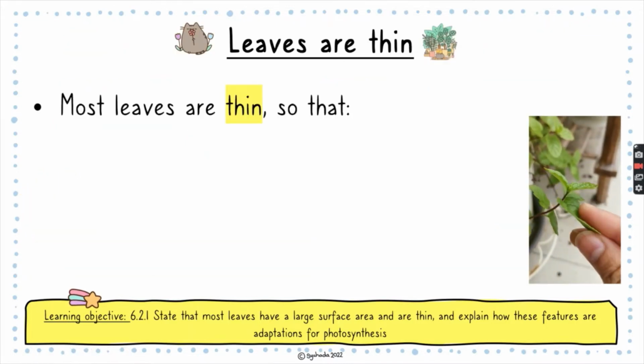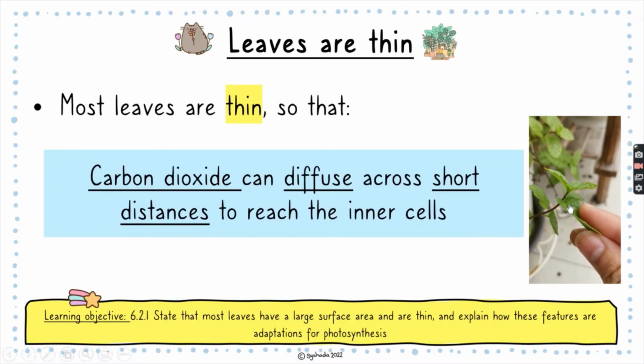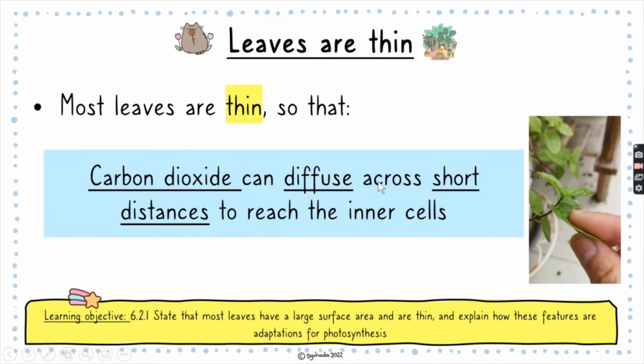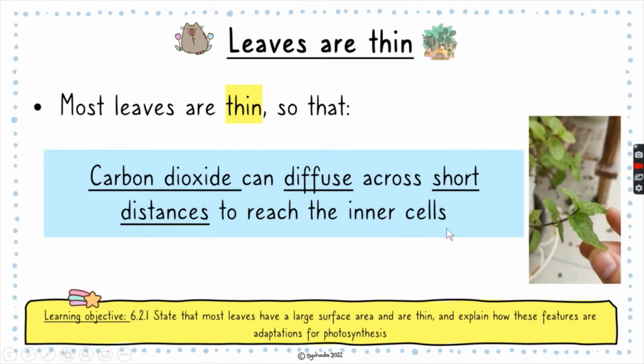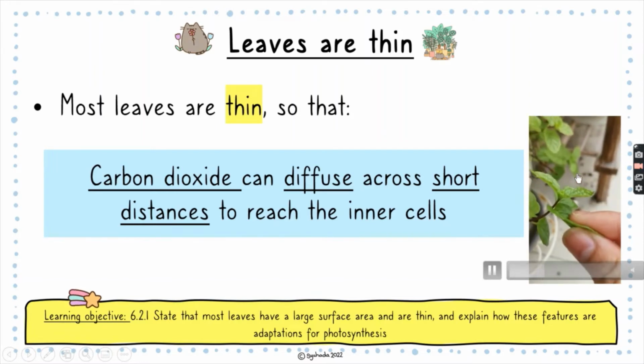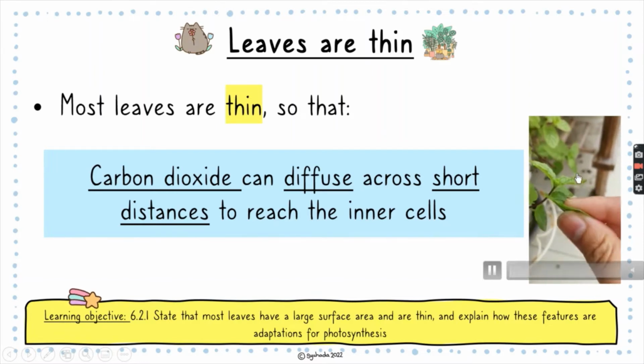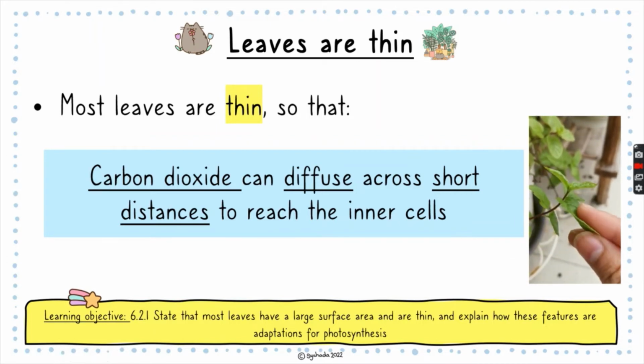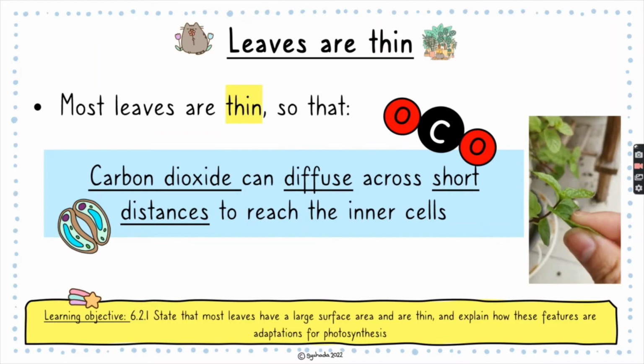Leaves are mainly thin so that carbon dioxide can diffuse across a short distance to reach the inner cells. Literally that just means that the distance for diffusion is very, very short. And that means that the leaf cells can receive carbon dioxide faster.